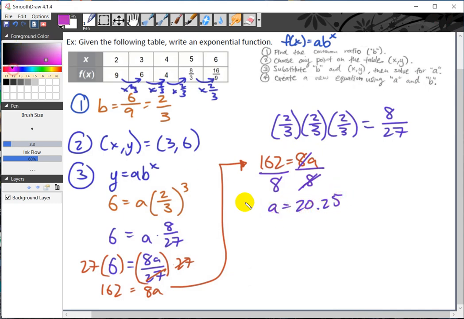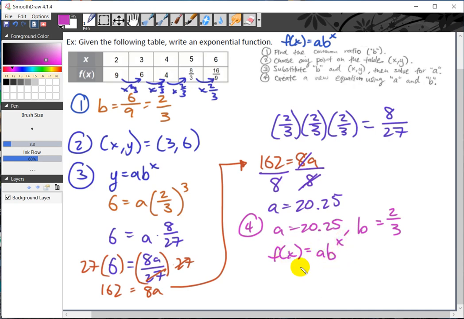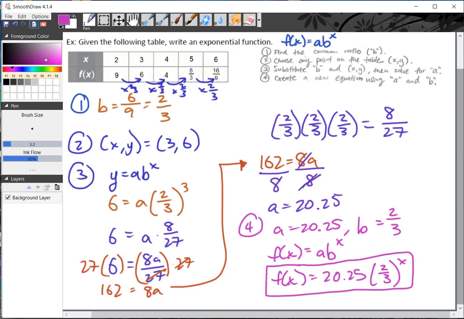Now what we want to do is create a new equation. We know that a is 20.25, b is going to be 2/3. If we create our formula, f of x equals a times b raised to the power of x, we have here a is 20.25, b is 2/3, and we're raising that to the power of x. And there we go. That is basically how we would create our equation.